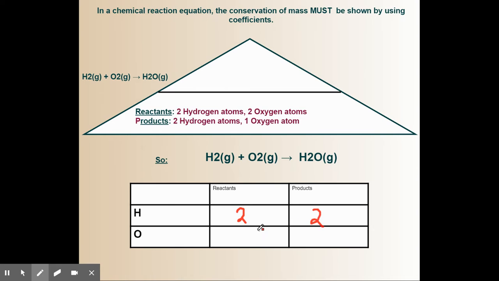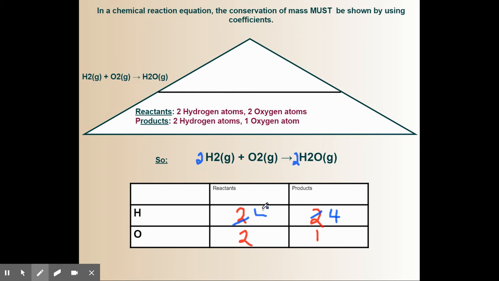So we have 2 here, but 1 here. We're going to try and fix this so that they are equal. In order to do that, I'm going to put a 2 in front of the water. That changes how much hydrogen I have: 2 times 2 is now 4. So now my products have 4 hydrogens. I want to conserve mass, so if I change hydrogen on this side, I have to change it on the other side. So I'm going to add a 2 here.